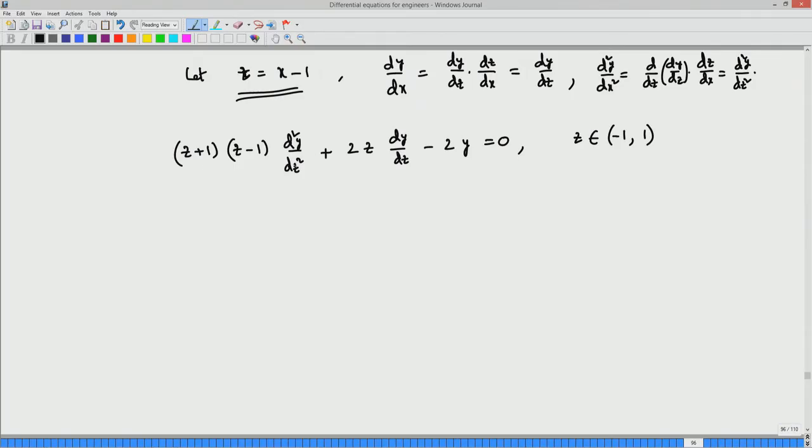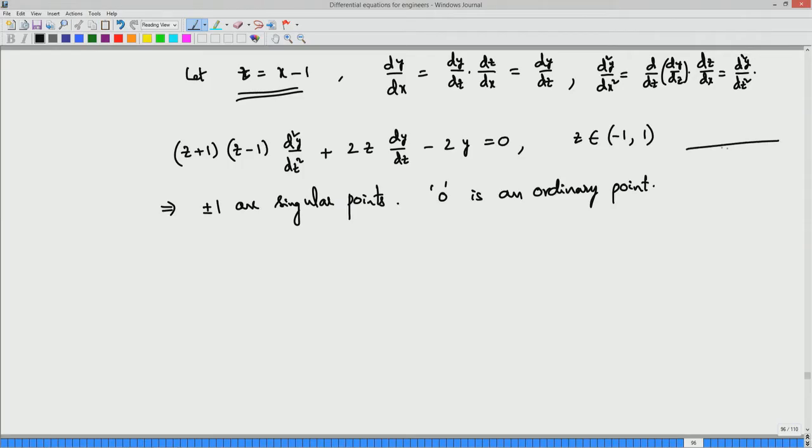This implies that plus or minus 1 are singular points and 0 is an ordinary point. So I want solutions around 0. Now it is not 0 to 2, it is going to be minus 1 to 1. I translated it. Now plus or minus 1 are singular points and 0 is an ordinary point. So you can look for solutions for this equation now.